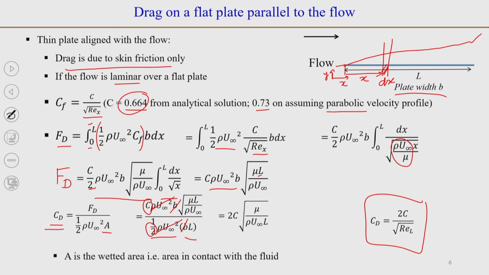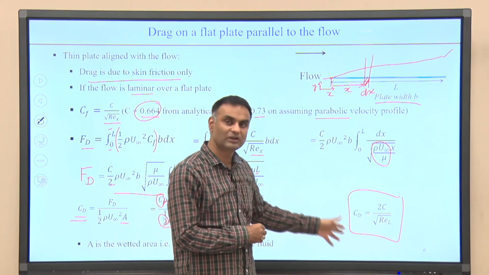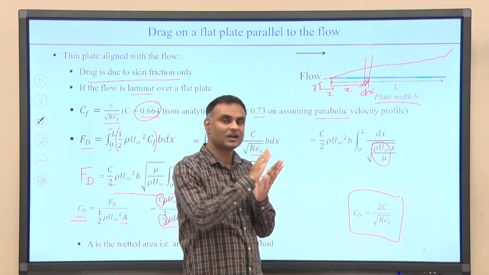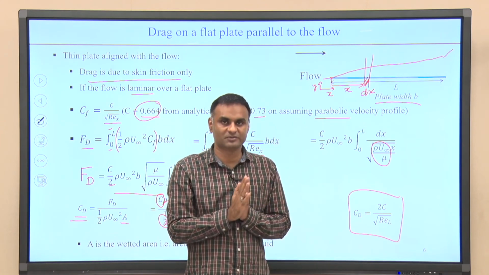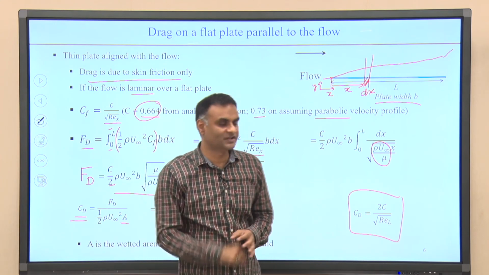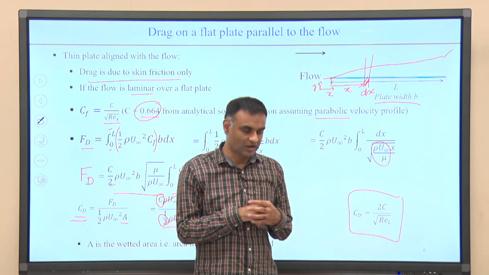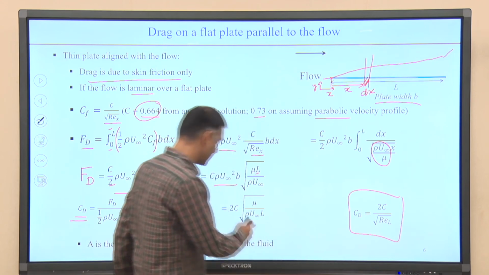So, if the plate length L is such that the flow is laminar over this small plate, then you will have this drag coefficient. If the plate is longer, then of course, the boundary layer will grow and become turbulent in the downstream region, and then we will need the expression for friction coefficient in the turbulent boundary layer region also, and then we can use the same procedure to find the drag on the plate.